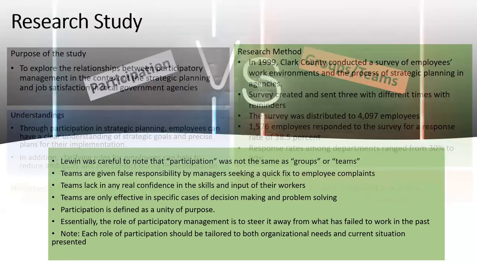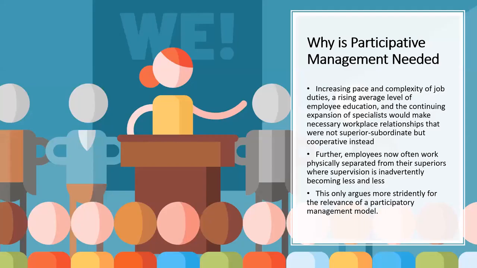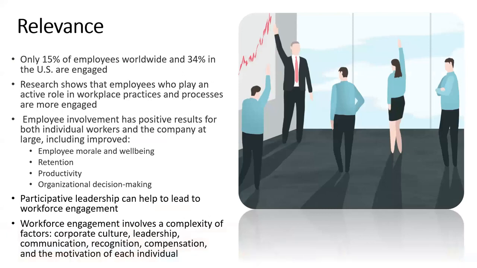So here for relevance, the article I chose discussed that only 50% of employees worldwide and 34% in the US are engaged, right? Research shows that employees who play an active role in the workplace practices feel more engaged, right? This can help to improve things like retention, productivity, decision-making, et cetera, right? So this is a relevant article that I found that discussed the importance of participative management and how it can lead to effective overall performance in an organization, which is optimal for any organization.